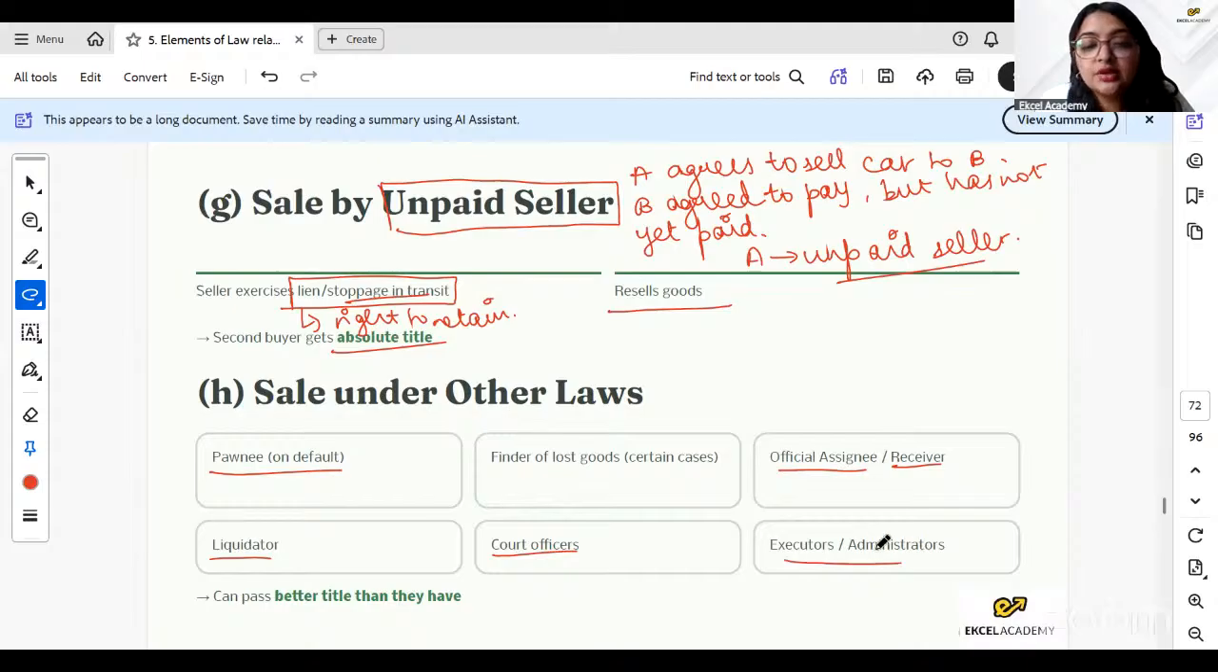The last one will be executors or administrators. Let's say, for example, a person has passed away and has left a will. They will also appoint an executor who will perform as per the will mentioned by the person before their death. In all of these cases, these people are actually not the owner of the goods, but they are able to sell the goods with complete authority, and whoever is the buyer will have good title to it. So these are the exceptions to your general rule, which says that only your owner can transfer good title in your goods.